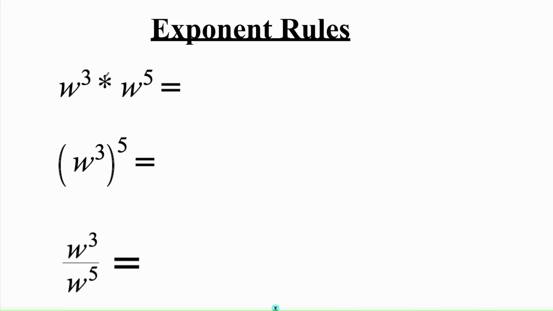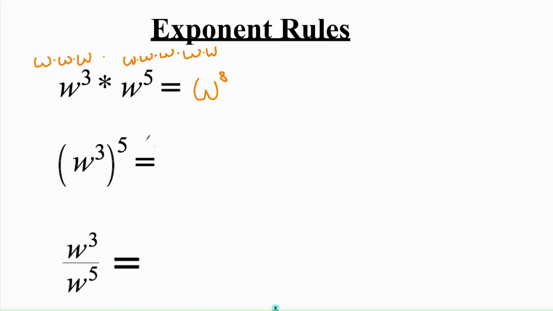So on the first example, we have w to the third times w to the fifth, and that is w to the eighth. That is an example of where you add the exponents. And you add the exponents because when you think about it logically, what w to the third means, and what w to the fifth means, if you were to write it all out, it's all multiplication. Therefore, you're multiplying w times itself 8 times.